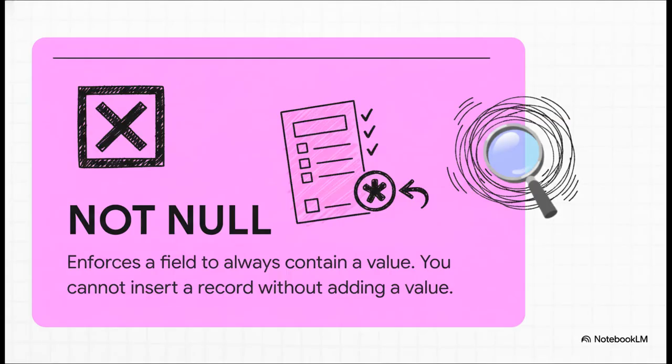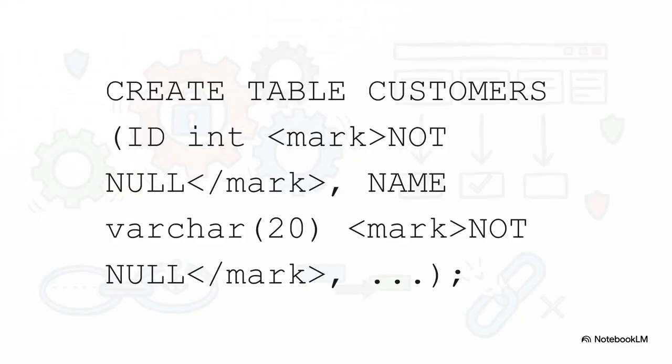First up is the NOT NULL constraint. Its job is super simple, but absolutely critical. It makes sure a column cannot be left empty. It's kind of like a required field on a sign-up form, right? You have to provide a value, no exceptions. And here's how you put it to work. When you're creating your table, you literally just add NOT NULL right after the column's data type. So in this example, both the ID and the name columns are now forbidden from ever being empty.